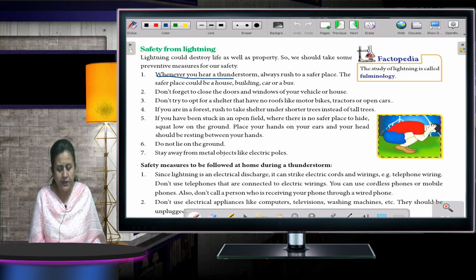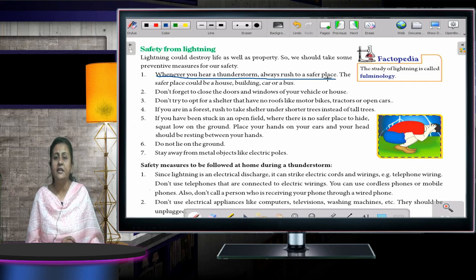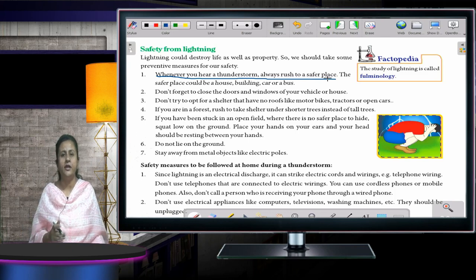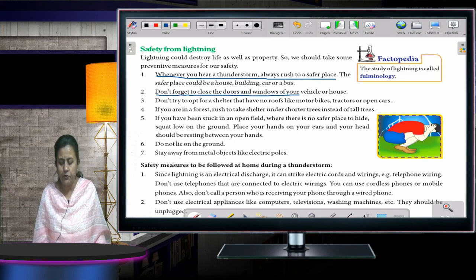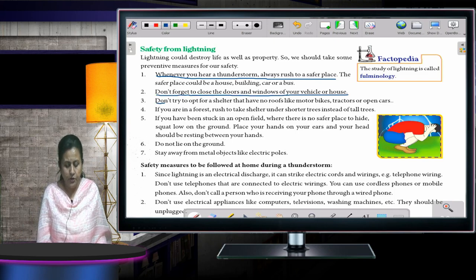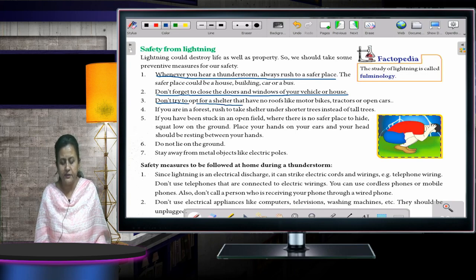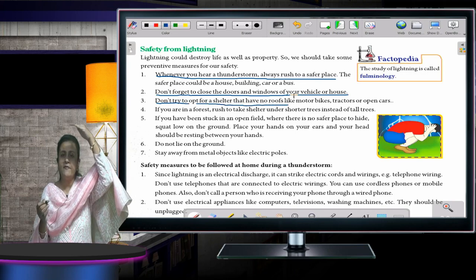Whenever you hear a thunderstorm, always rush to a safer place. Don't stand down. Okay, don't move out and keep on staring. In fact, you should rush to a safer place. Don't forget to close the doors and windows of your vehicle or house. Don't try to opt for a shelter that has no roof. You should always be under a roof.